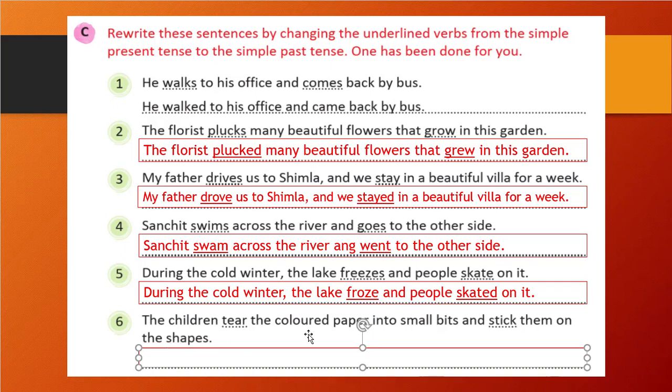The children tear the colored paper into small bits and stick them on the shape. So tear past form is tore and stick past form is stuck. So what can we write here? The children tore the colored paper into small bits, bites or bits you can see, small bits and stuck them on the shape, right? See, it is very easy. You can see here, not at all difficult. We are just changing underlined verbs into simple past form.